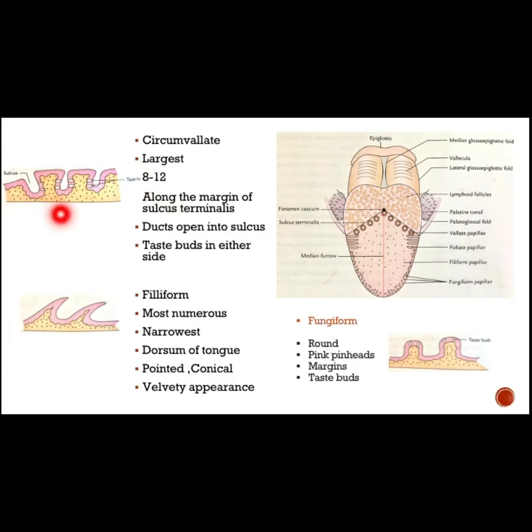In this diagram you can see that it opens into a sulcus and there are taste buds on either side of the papillae. Next is the filiform papillae. Filiform papillae are the most numerous and the narrowest, spread along the dorsum of the tongue. In this picture you can see that this papilla is pointed and conical, and it is this papilla which gives the velvety appearance to the tongue. Next is the fungiform papillae, which is round and appears as pink pinheads along the margins of the tongue.